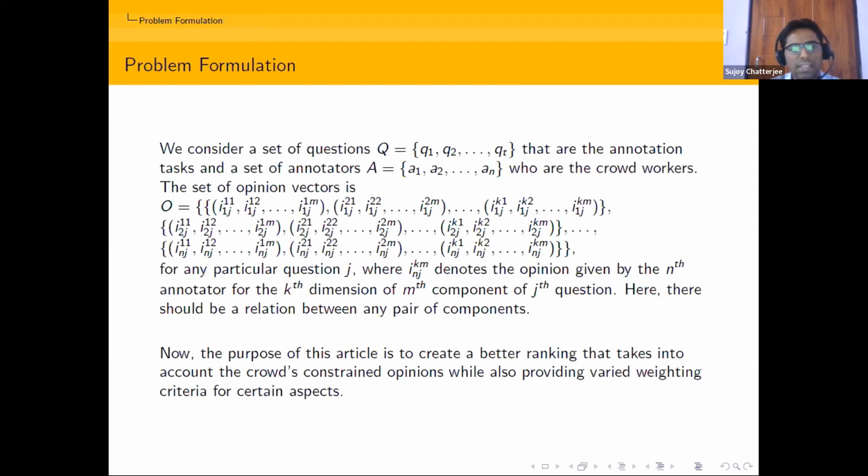First of all, this is our problem formulation. Suppose these are the opinions. There are some questions Q1, Q2, up to QT, and this is the annotator set, that is the crowd worker set A1, A2, up to AN. For each particular crowd worker we get this kind of opinion: this is for the first component, this is for the second component, this is for the third component. Then we have to aggregate these answers to find the best possible decision or judgment. The purpose of this article is to create a better ranking from all of this constrained crowd opinion.